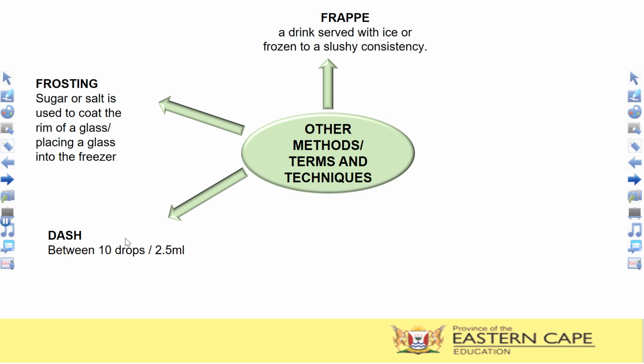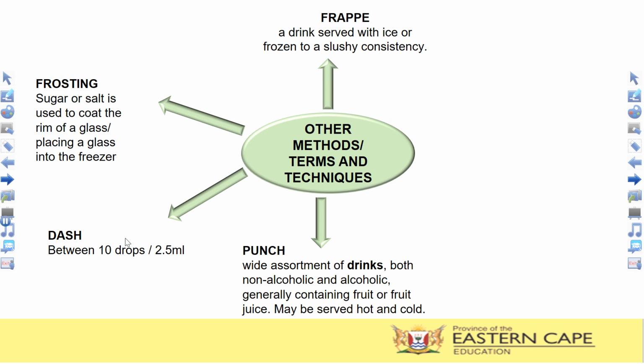A dash means that you are adding 10 drops, which is equivalent to 2.5 milliliters, into your cocktail. A punch can be alcoholic, and it can also be non-alcoholic, and it is basically a mixture of drinks, which can have components of fruits or fruit juice. It can be served hot or cold.